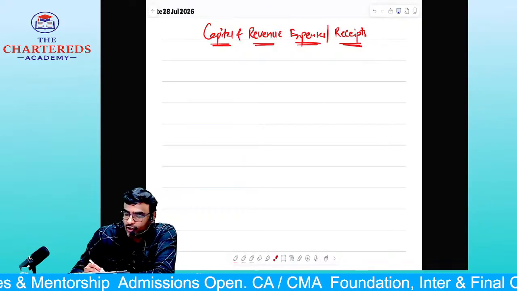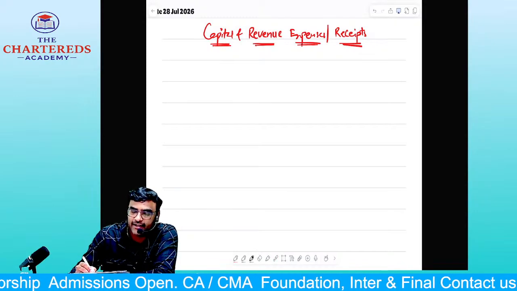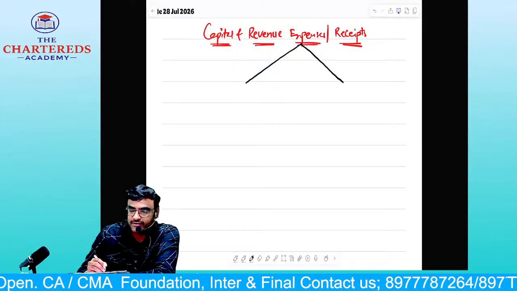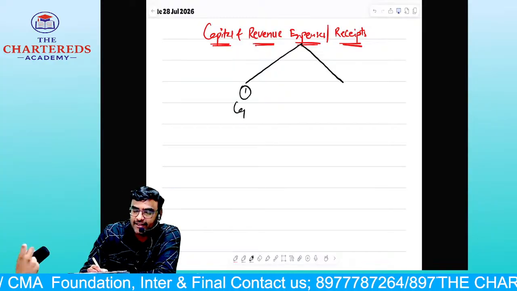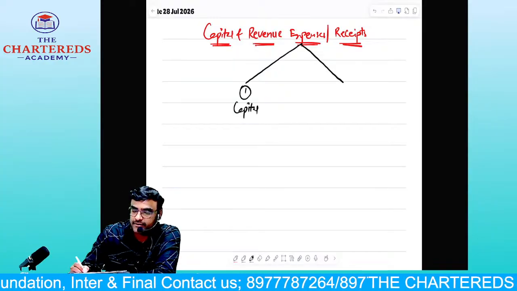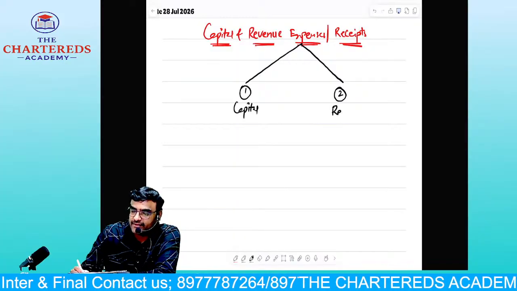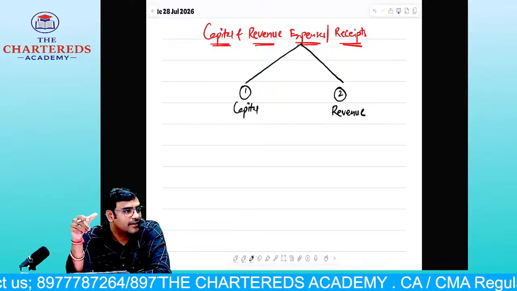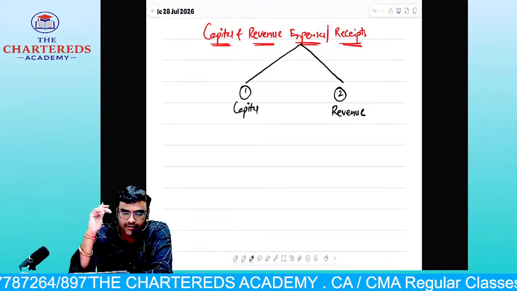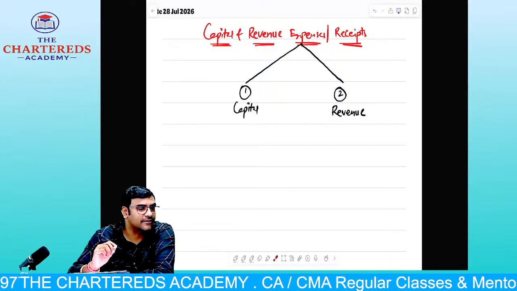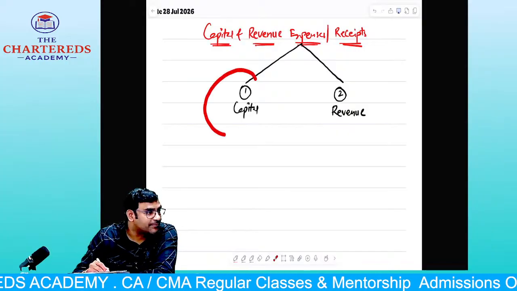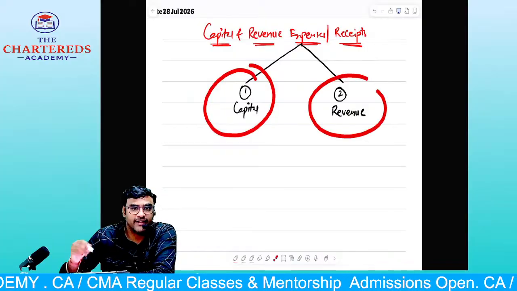Right? All expenses are classified into two types. Which two types are these? Number one is called a capital expense, and number two is called a revenue expense. Right. All expenses are classified into how many types? Two types. What are the two types? Capital expense and revenue expense.